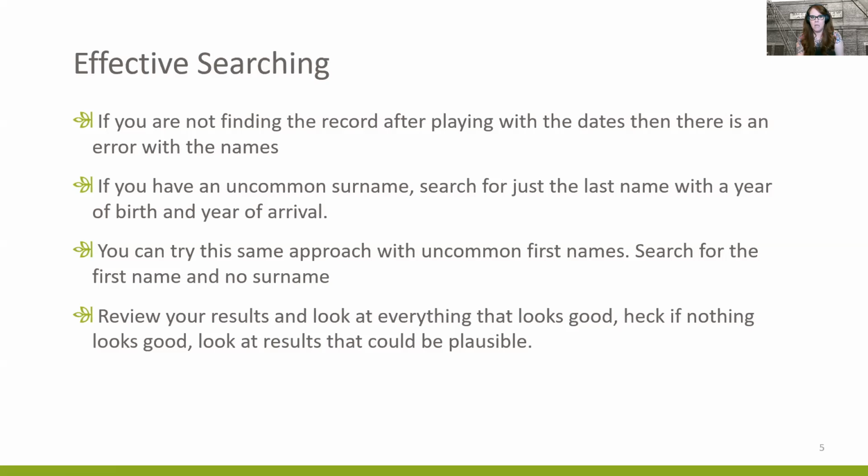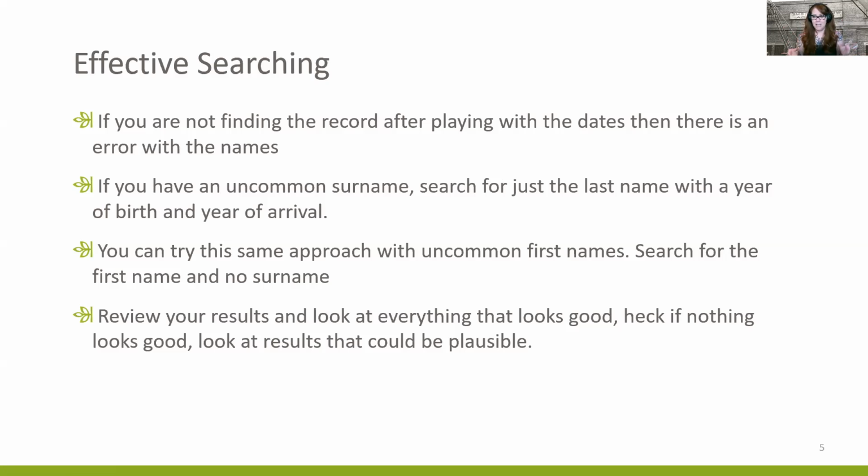spelling of the name. If you have an uncommon surname, sometimes I will just search for that with the year of birth and the year of arrival, and leave the first name out entirely, and look at those results. You can take the same approach with uncommon first names. So if you have an uncommon first name, just search for the first name and leave the surname out, and then play with your years of birth and your years of arrival, and look at everything. Review all your results and look at anything that looks good.